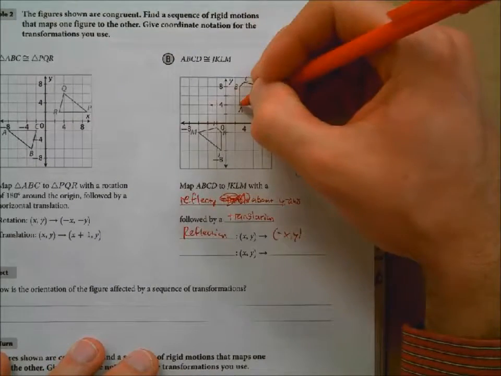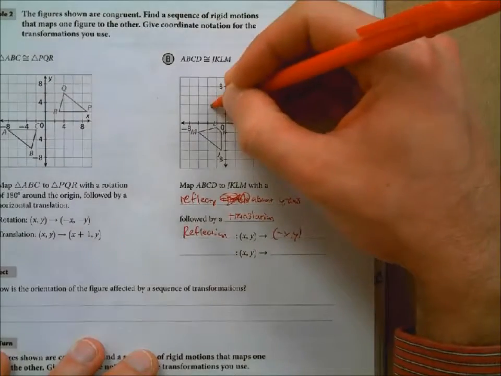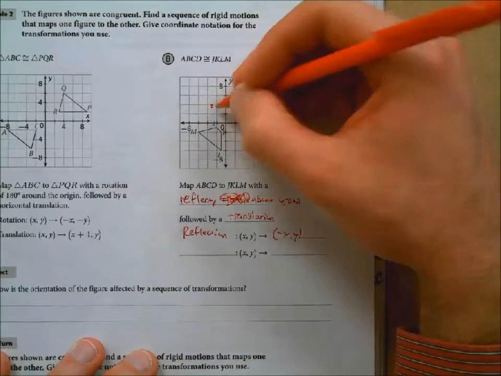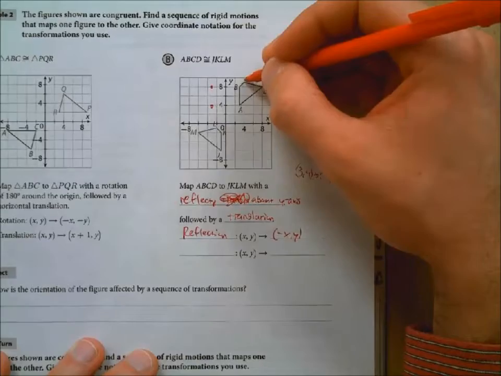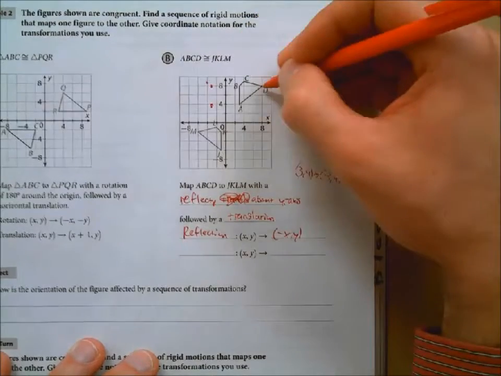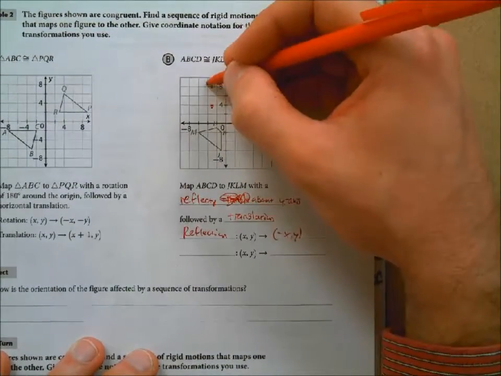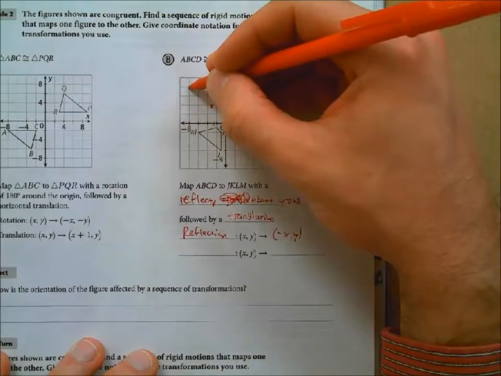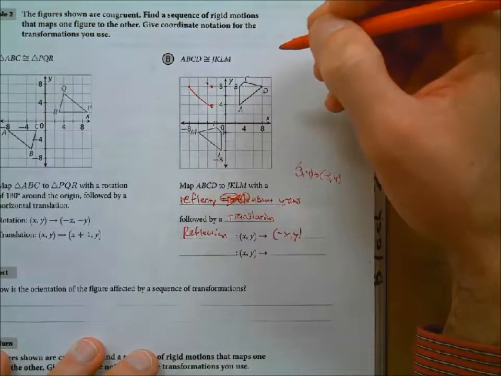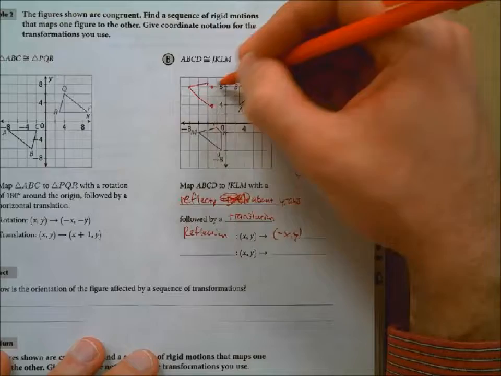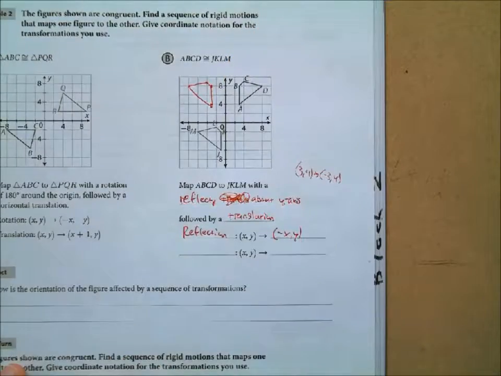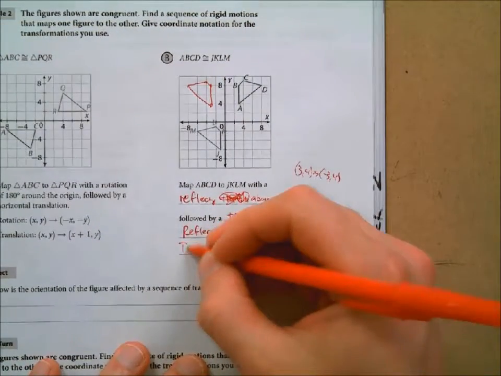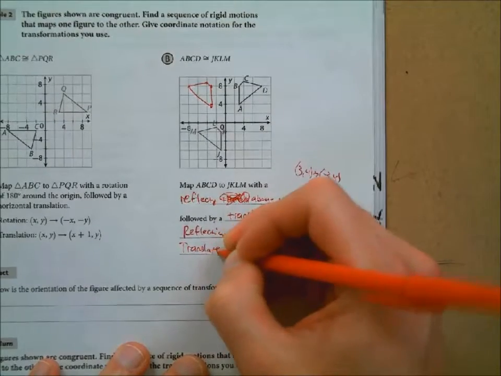Okay, and then that'll take us to, let's see here. So if we do that real quick. And there. And then B is right there. And then C is right there. And then D right there. Okay. And then with the translation.